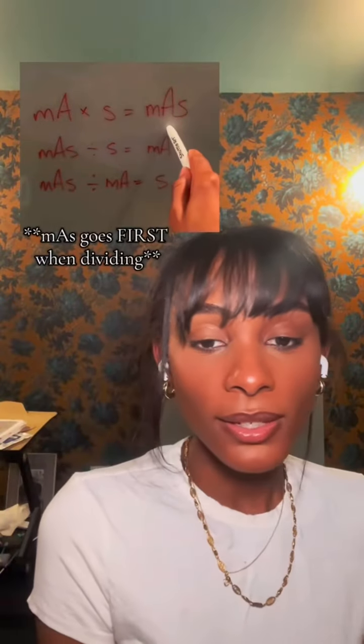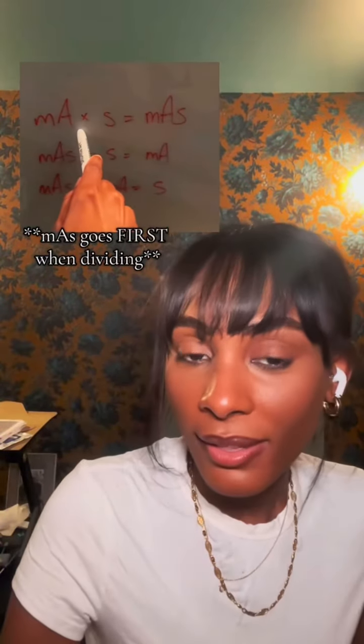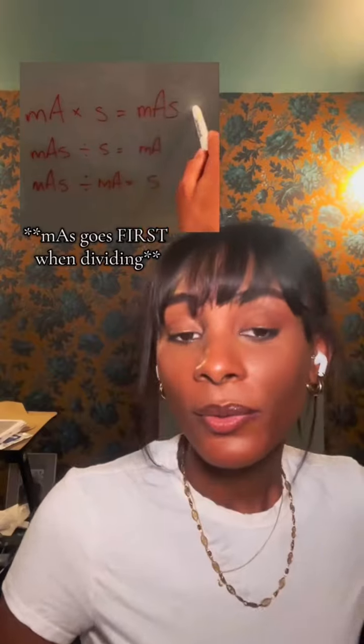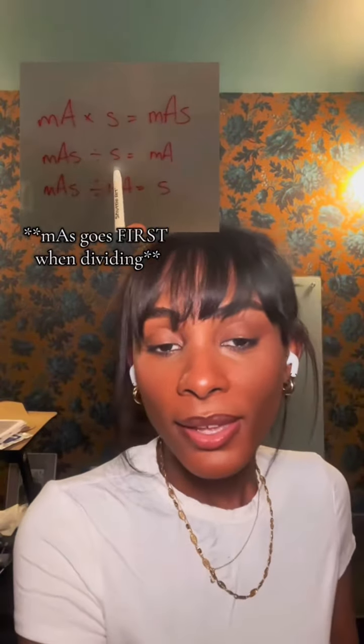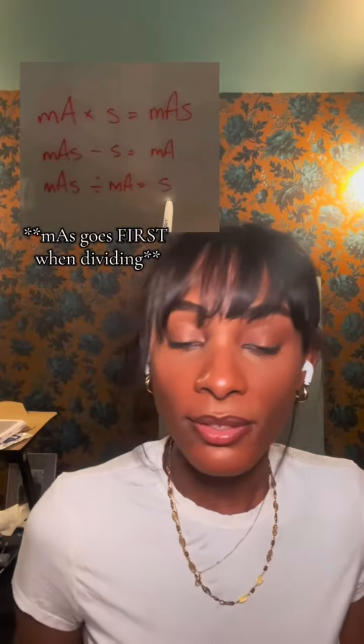Hopefully this clarifies things too. If you are missing the mAs, that means you are multiplying mA times seconds in order to get it. If you have the mAs and you're either missing the mA or the seconds, you'll divide the mAs by whichever number you have, whether it's the mA or the S, to get the next number.